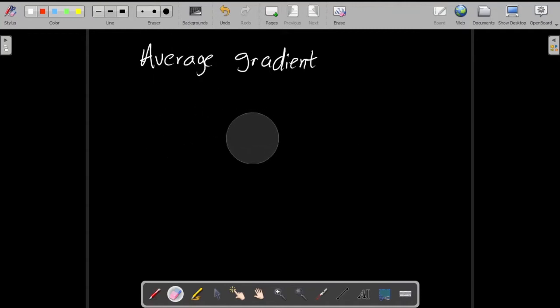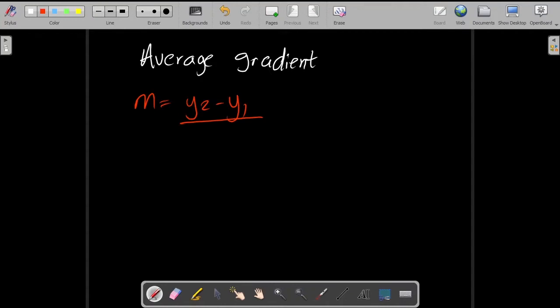And normally, this is how you'd calculate the gradient of a straight line. And the same principle applies even in this case, because we are indeed dealing with a straight line.